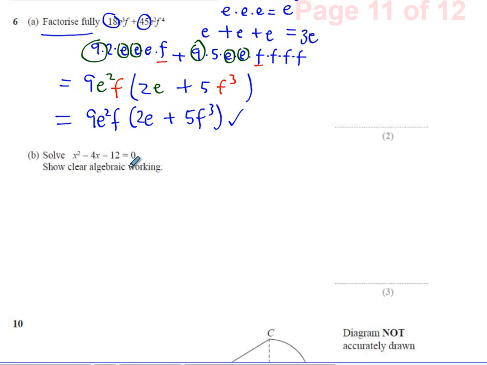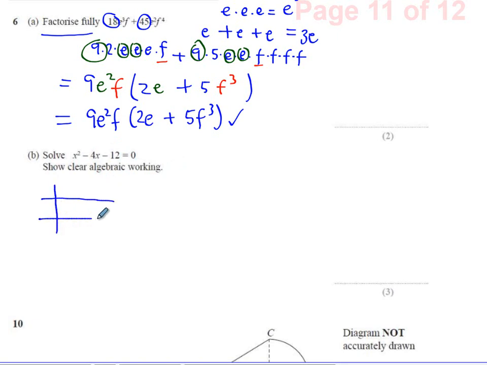And now look at this one. Solve x squared minus 4x minus 12 equals 0. Show clear algebraic working. The question did not ask us to find the answer correct to 3 decimal places. That means there's no need for you to use the quadratic formula. It looks like this is the one that you need to do by factorizing x squared minus 4x minus 12.